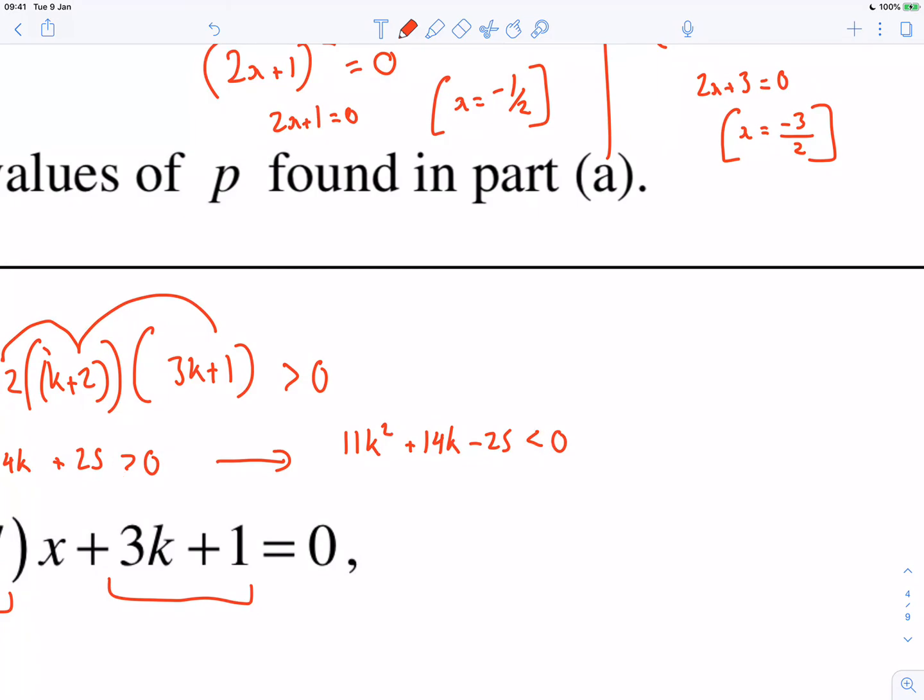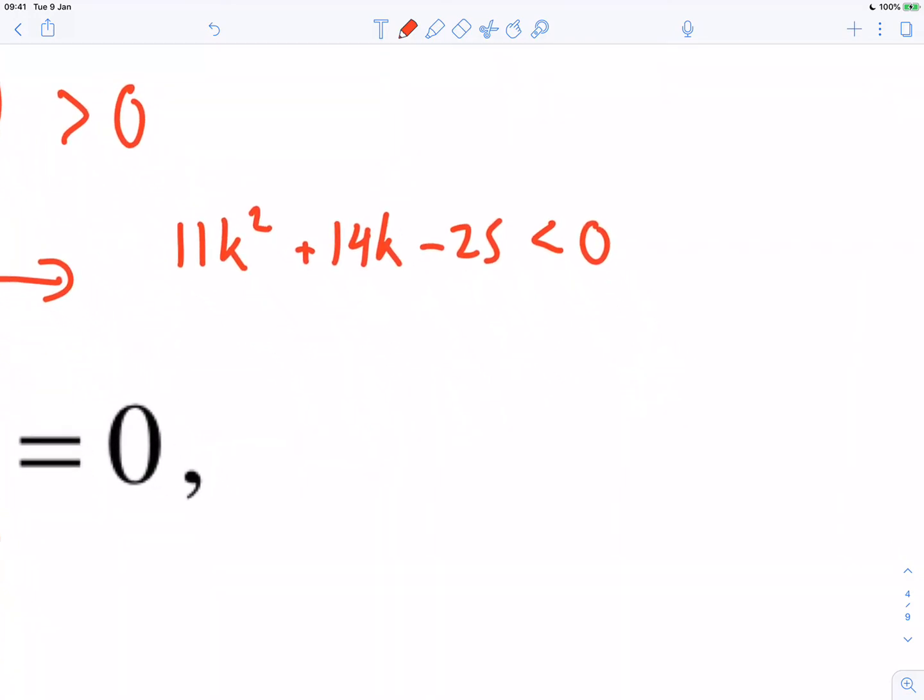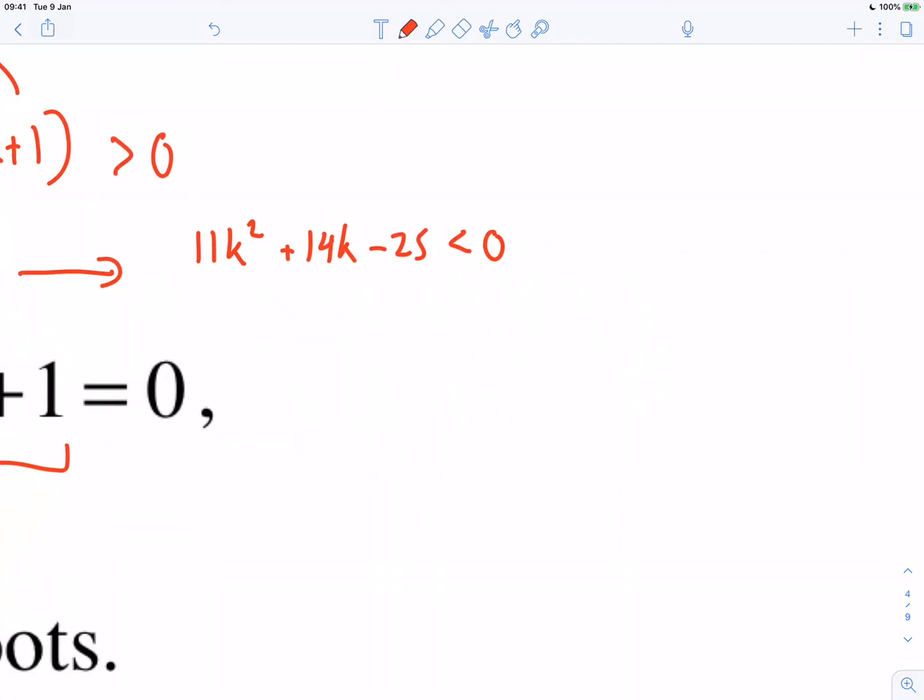is because let's suppose I have -1 is less than 2. That's true. If I multiply both sides by -1, this becomes 1 and -2. And now the inequality doesn't hold anymore. But now, if I flip it, it does. So whenever you multiply or divide by a negative number, you've got to flip the inequality. Right, okay, now this is just a quadratic. So what we're going to do is we're going to sketch it. So try sketching 11k squared plus 14k minus 25 equals 0.